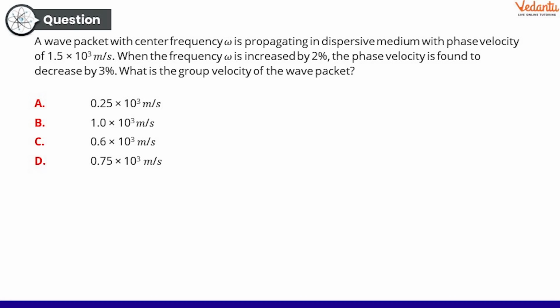As I said, yes, seems difficult, but you can definitely do it. Option A, 0.25 into 10 per 3 meters per second. Option B, 1 into 10 per 3 meters per second. Option C, 0.6 into 10 per 3 meters per second. Or option D, 0.75 into 10 per 3 meters per second.